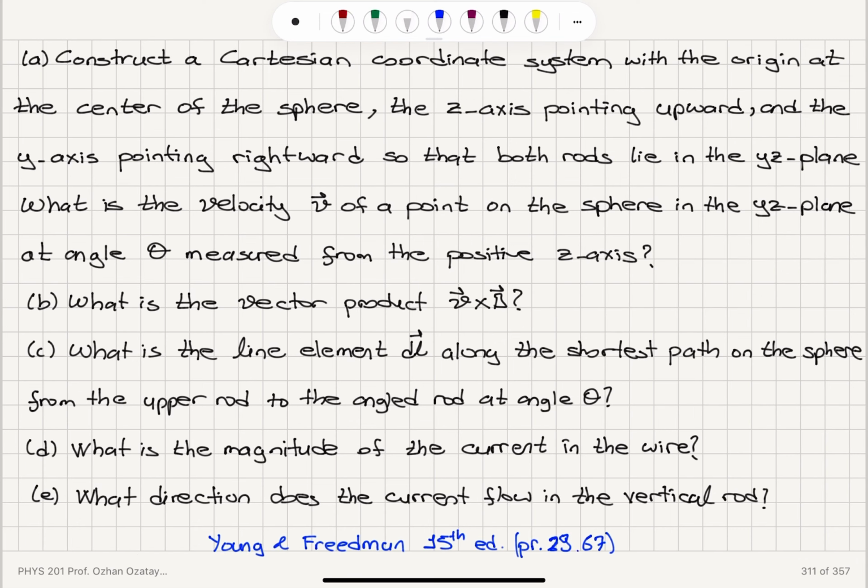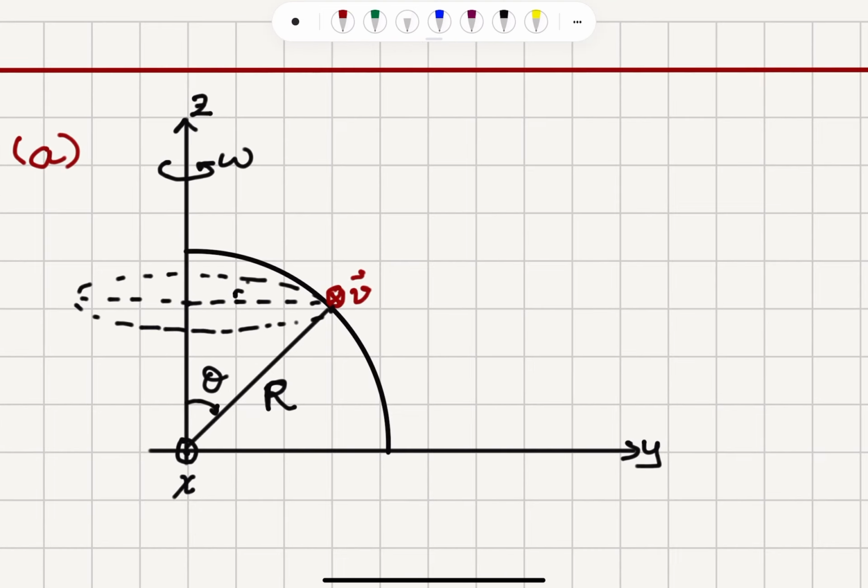Part A. Construct a Cartesian coordinate system with the origin at the center of the sphere, the z-axis pointing upward and the y-axis pointing rightward, so that both rods lie in the yz plane. What is the velocity of a point on the sphere in the yz plane at angle theta measured from the positive z-axis? So here is the yz plane, and we have the rod that is vertical, and then we have another rod that makes an angle theta with respect to the vertical axis.